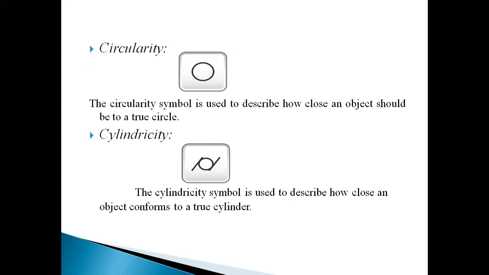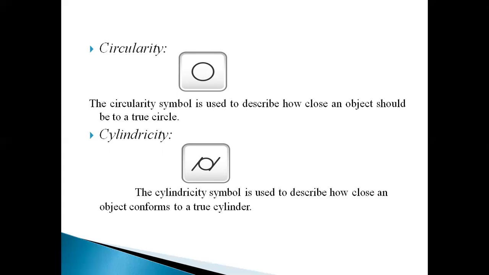Circularity. The circularity symbol is used to describe how close an object should be to a true circle. It is a two-dimensional tolerance. It describes the condition of a surface of revolution like a cylinder, cone, or sphere, where all the points on the surface intersected by one plane are equidistant from the center. Sometimes it is also called roundness. It controls the overall form of a circle, ensuring that it is not too oblong, square, or out of round. It is independent of datum feature.